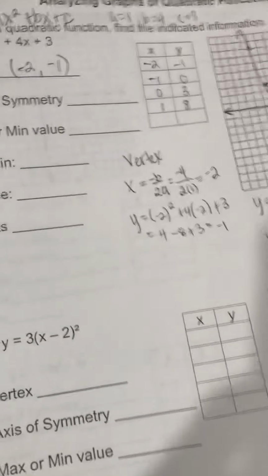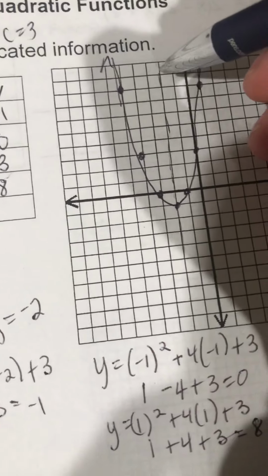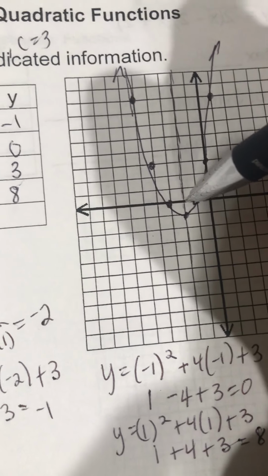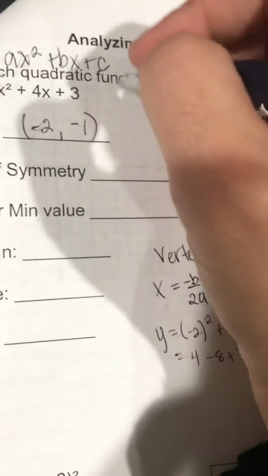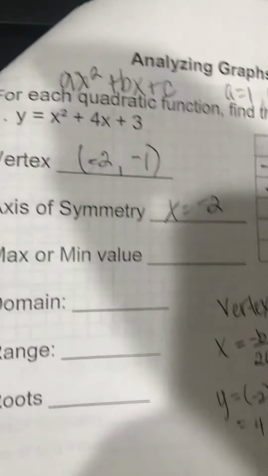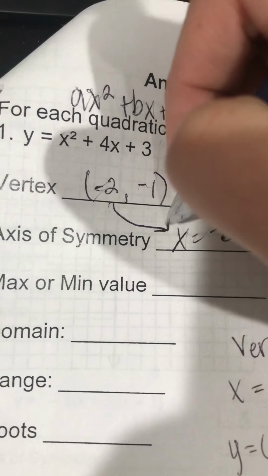Okay. So now looking at this, we can fill in the rest. Your axis of symmetry, we already said, is if you folded this in half, it's going to go down the middle. So that is x is equal to negative 2. It's always going to be the x point of your vertex. That's another way to look at it if you're not looking at the graph.